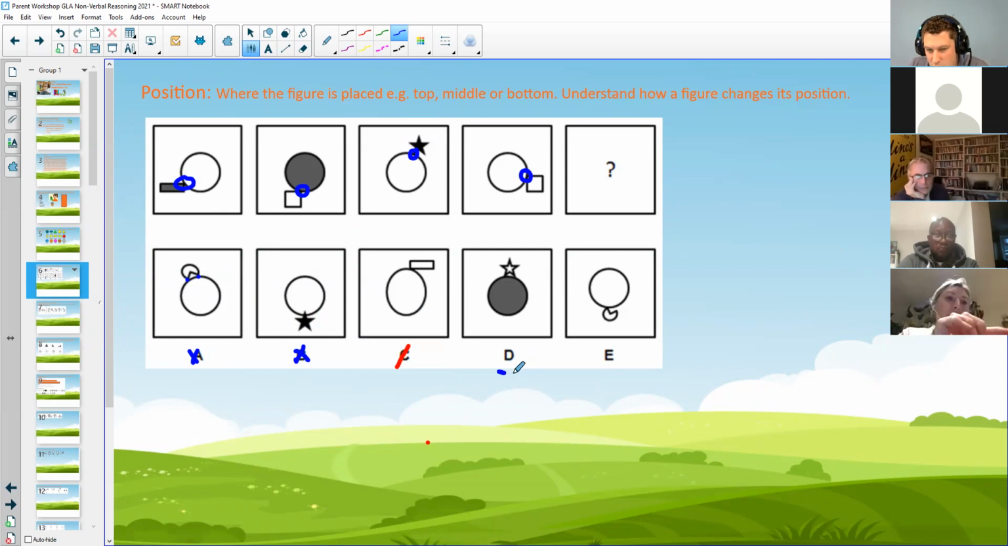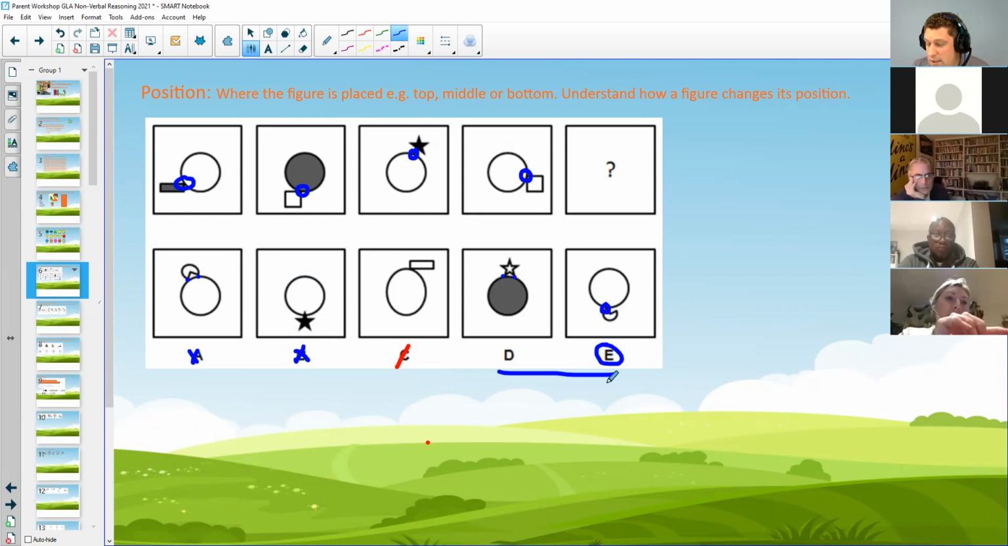Now, whenever you're left with two options, I tend to compare those first and say, well, why are you different? And as you can see here, that's got 2 points touching the circle. We only want it to have one, so therefore the answer is E.